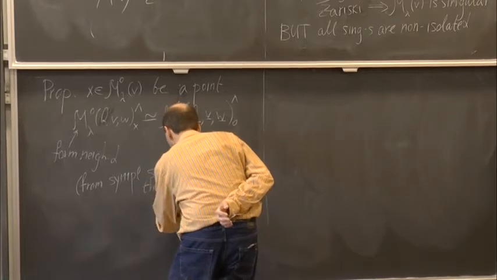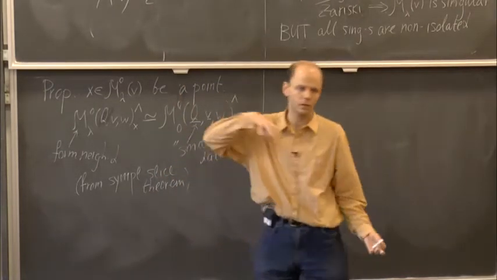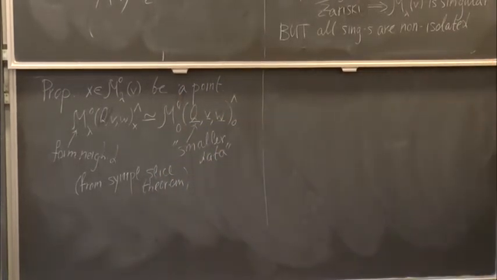Slice theorems are basically telling you the following. You take a closed orbit for the action of a reductive group, and you see how your action looks in the neighborhood of this orbit.